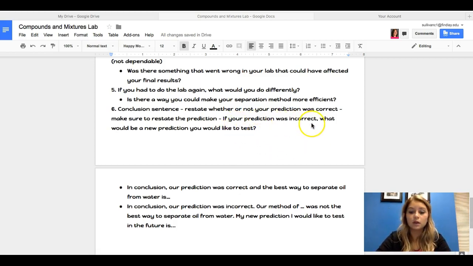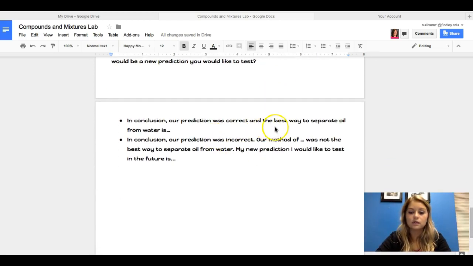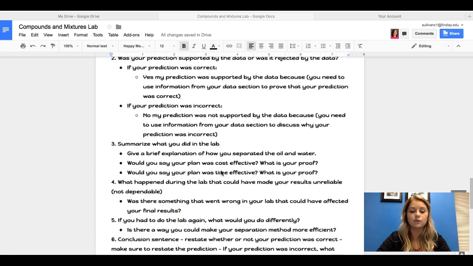But if your prediction was incorrect, you would also need to list a new prediction that you would like to test. So if it was correct, the best way to separate oil from water is, and you would just put your prediction. If it was incorrect, you need to write, our method of what your prediction was not the best to separate oil from water, and then my new prediction would be to test this in the future instead of what we did. So hopefully this helps you form your conclusion.